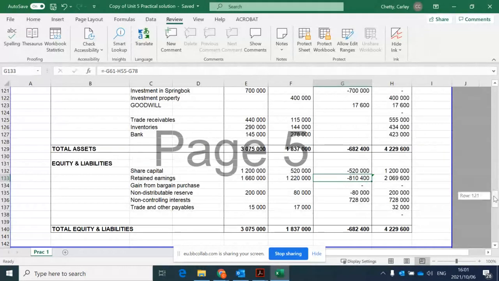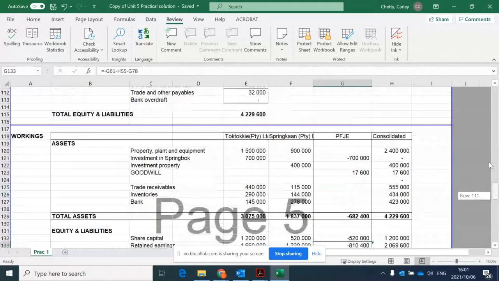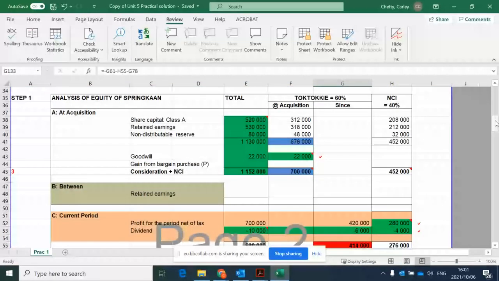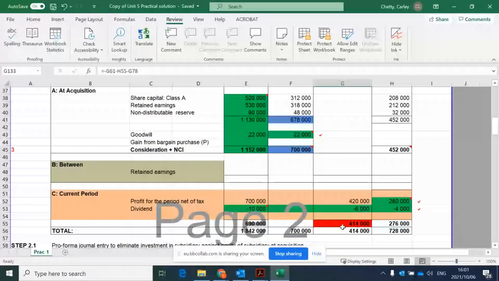Okay, that 276,000, this is coming from the analysis of owner's equity. It is this amount over here, H55. That is the portion of retained earnings that is attributable to NCI.